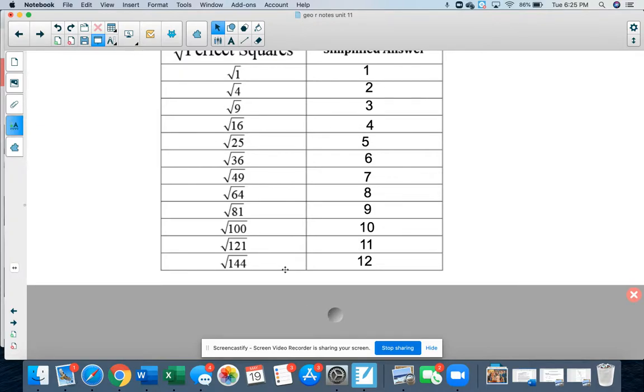Square root of 64 is 8. Square root of 81 is 9. Square root of 100 is 10. Square root of 121 is 11. And square root of 144 is 12.